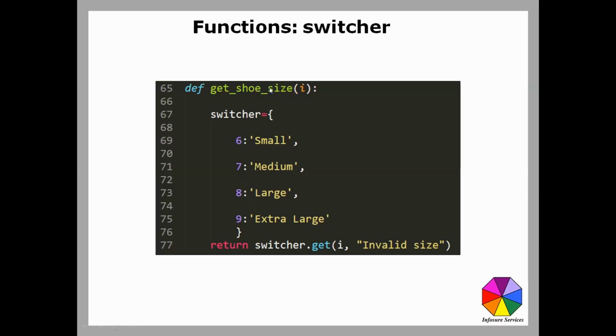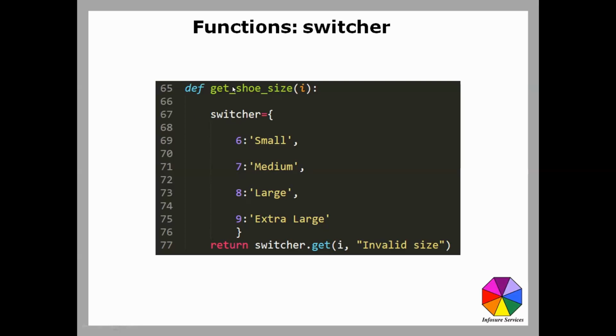Def get shoe size, within brackets is a parameter I. It's one parameter, but inside you have a dictionary. See this, the switcher is a dictionary. So switcher is equal to flower brackets. Within flower brackets, I have shoe sizes 6 colon small, comma, 7 colon medium, again comma, 8 colon large, 9 for extra large. So this is my switcher dictionary. It can be any name, doesn't matter, but this is a dictionary.